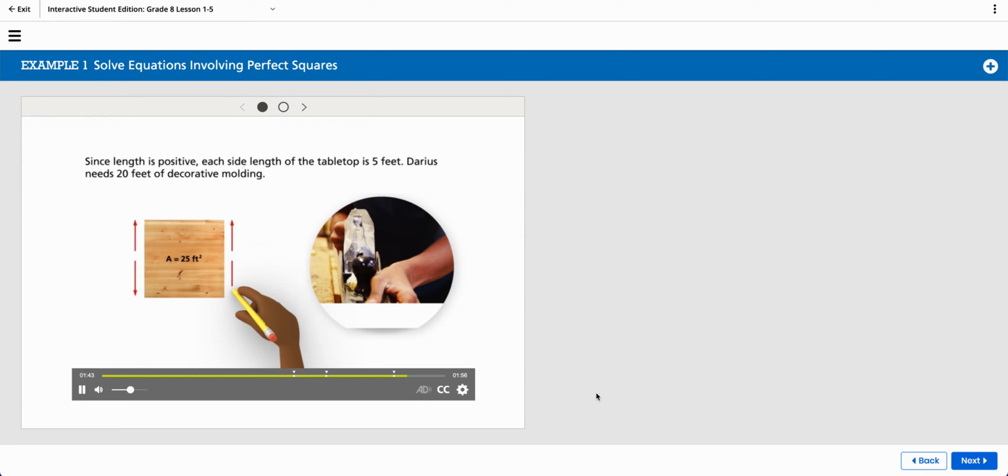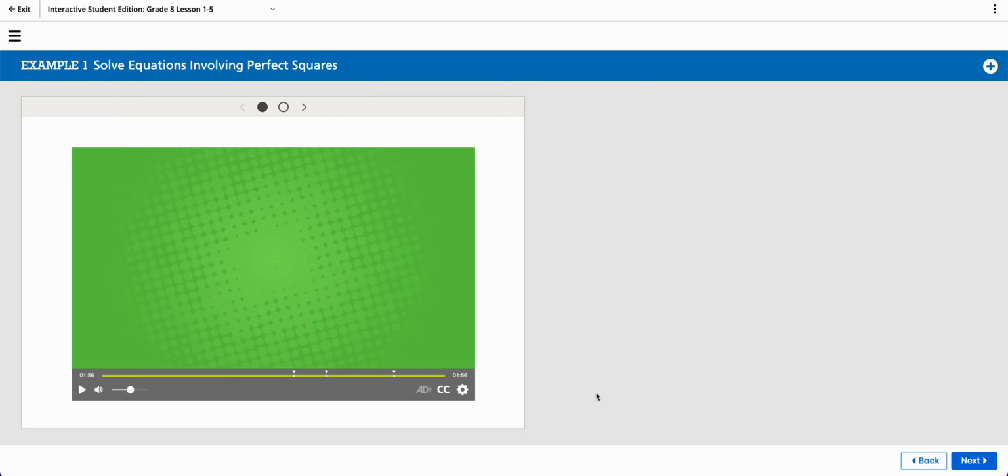The length of each side of the tabletop is 5 feet. Darius needs a total of 20 feet of decorative molding. Now you know how to solve an equation using a square root. So when solving for square roots, which we've already been doing the last couple of lessons, now we just need to add in that extra step of having a plus or a minus answer, okay?